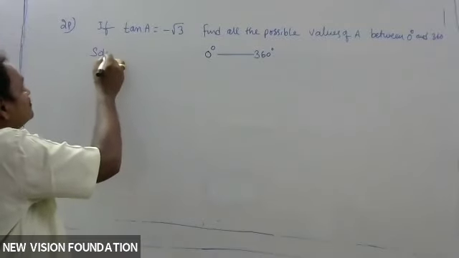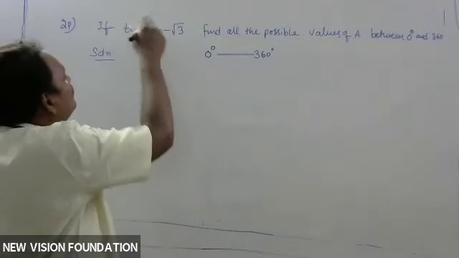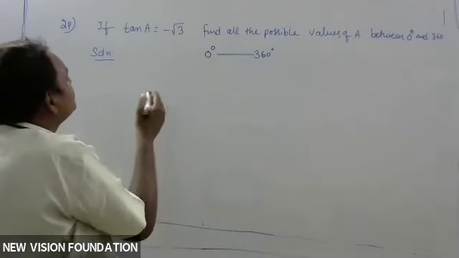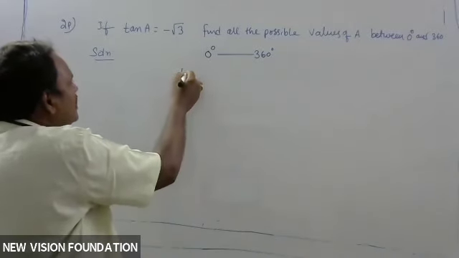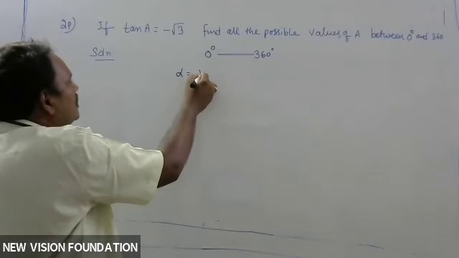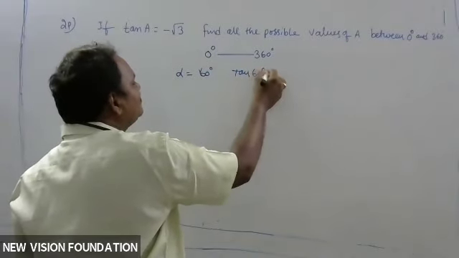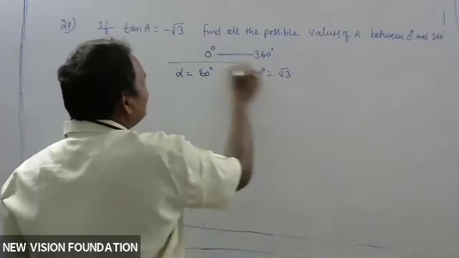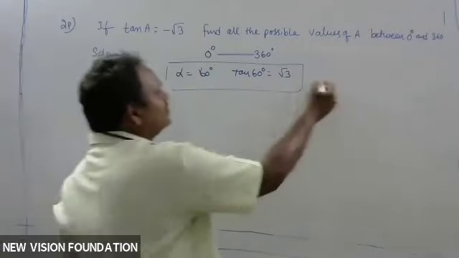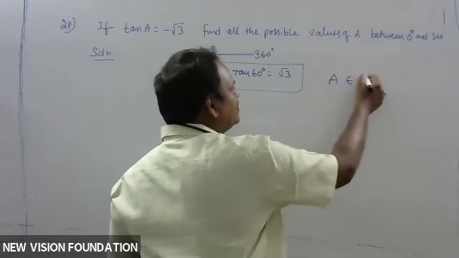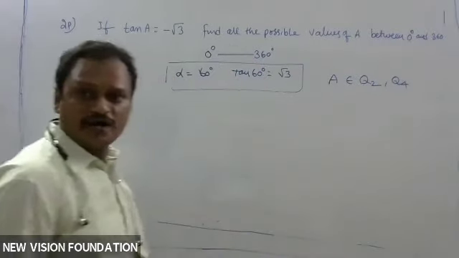How we will tackle this particular problem is basically through the acute angle. If the acute angle of tan A equal to minus root 3 is alpha, you are going to take alpha equal to 60 degrees as the acute angle. Tan 60 degrees will give you root 3. This information will help us, and tan A is given as negative, which means A belongs to either quadrant 2 or quadrant 4.